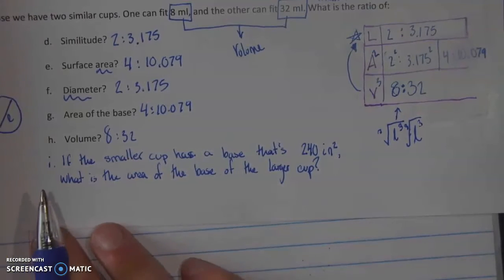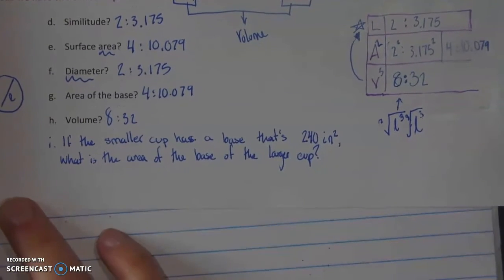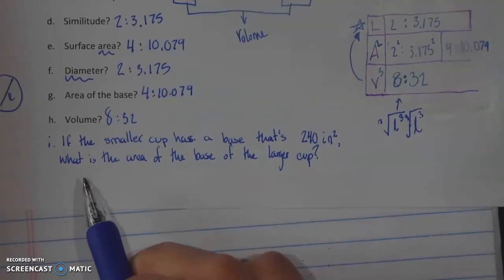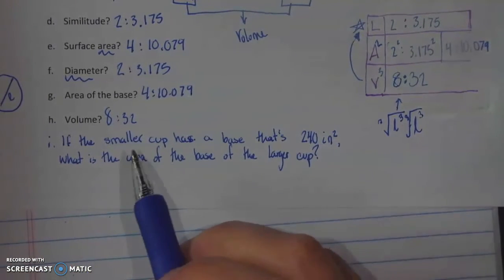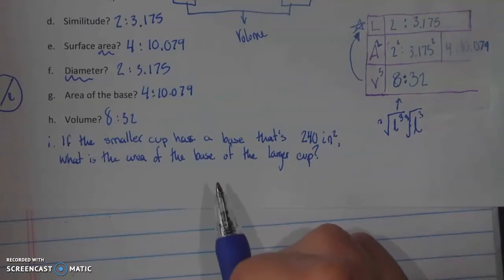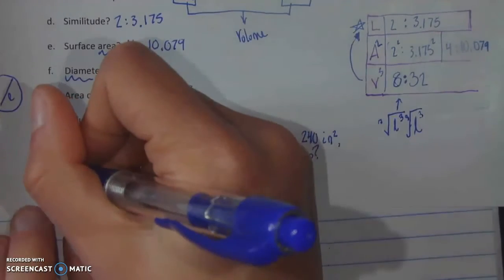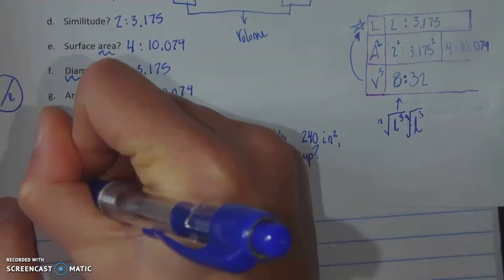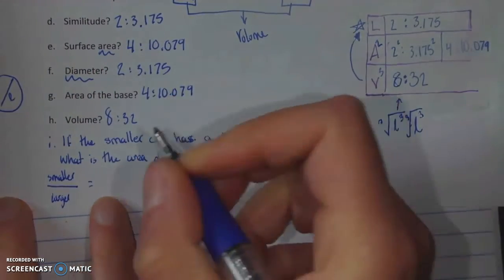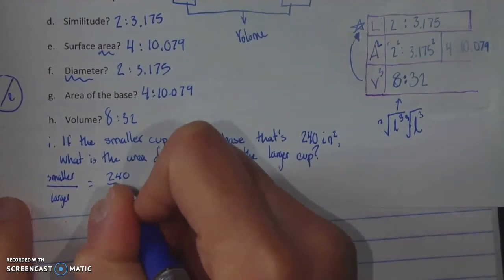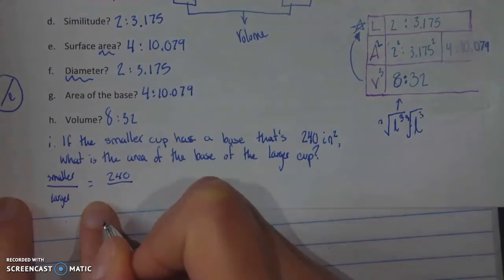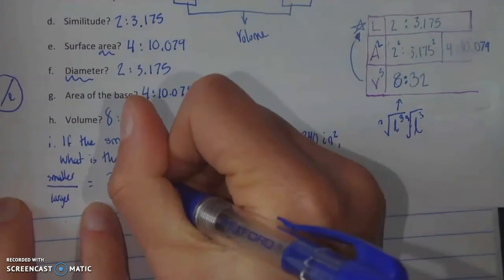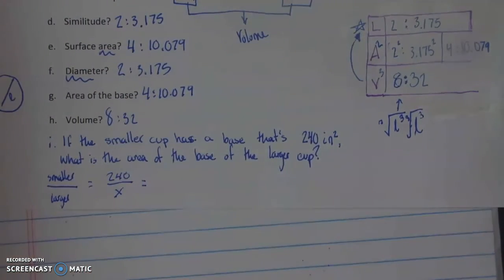Now this leads us to our final question, and that is using these ratios. If the smaller cup has a base that's 240 inches squared, what is the area of the base of the larger cup? Well, remember that just like with lengths, all I need is a proportion to solve for this. I have my smaller to my larger, or vice versa. You can flip that if you'd like. And currently I know the smaller is 240, and I know that the larger is unknown. So 240 over x. But I need another ratio that's filled in order to solve this.